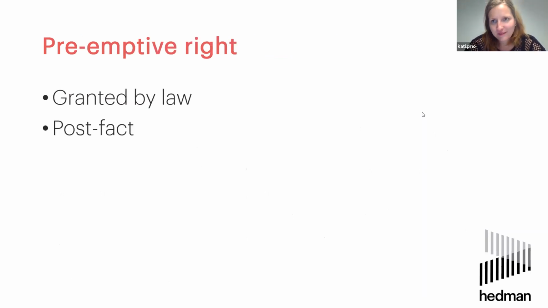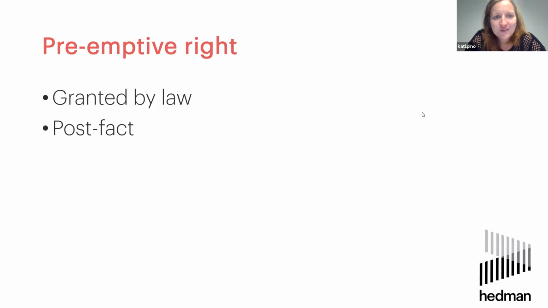Preemptive rights. Under Estonian law, there is a preemptive right granted by law. This means that if you are a shareholder and you want to sell your shares to a third party, somebody who is not a shareholder of the same company, you can do the share transaction, but within 1 month, the other shareholders can come and tell you that, hey, I want to buy those shares myself.